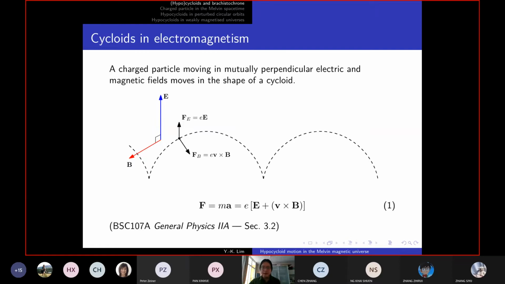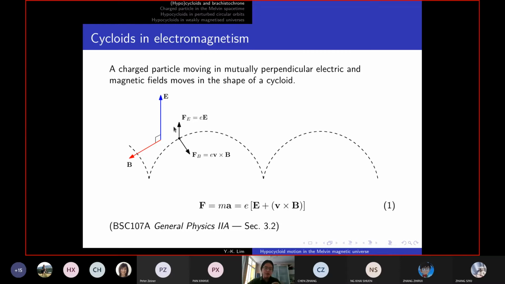But firstly, where else do cycloids appear in physics? It appears in electromagnetism. Suppose I have an environment with a uniform electric field, so all the electric field lines are pointing in this direction, and also another uniform magnetic field. This magnetic field is perpendicular to E. Now, if I have an electric charge, and I put it here and let it go, what is the motion taken by this electric charge? It turns out that it will trace out the shape of a cycloid as well.